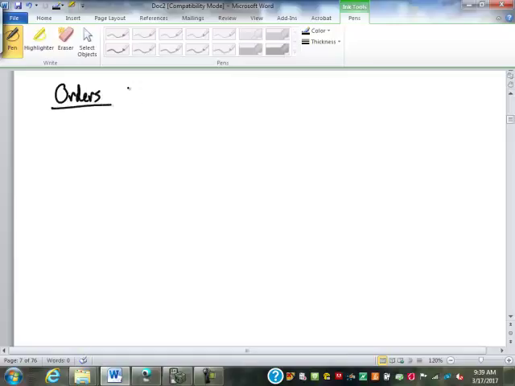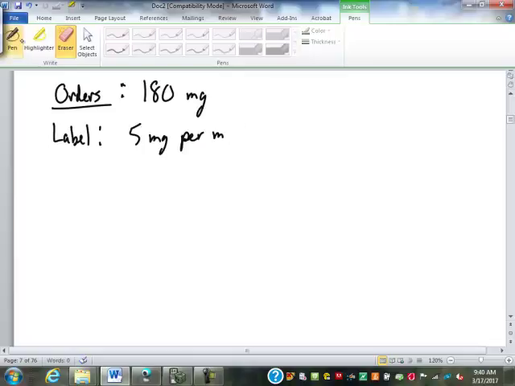If a doctor orders 180 milligrams of medication, and our label says 5 milligrams per milliliter. So again, the label is telling us 5 milligrams per 1 milliliter. So that's that ratio.